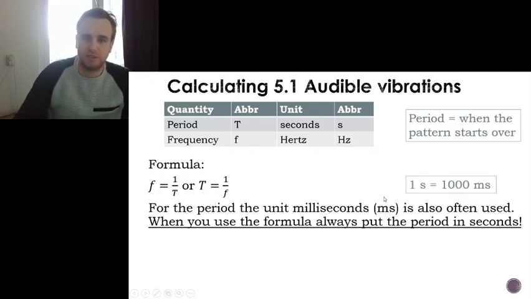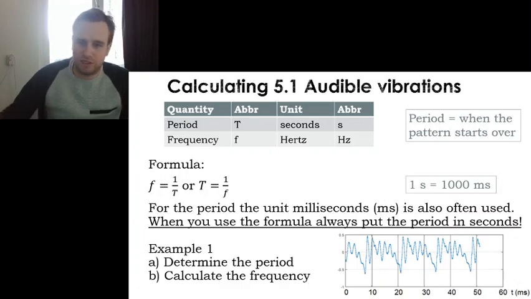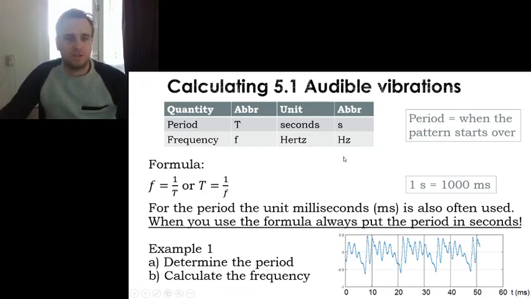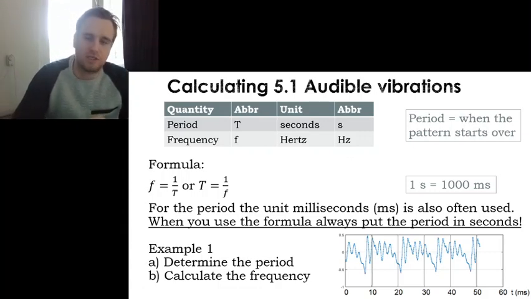For example, we're going to do this example. Remember that every second is 1,000 milliseconds. So if you go from seconds to milliseconds, it's times 1,000. If you go the other way around, it's divided by 1,000. You also sometimes need kilohertz. 1 kilohertz is 1,000 hertz. So from this diagram, you need to determine the period, hoeveel lang duurt één trilling, and calculate the frequency.